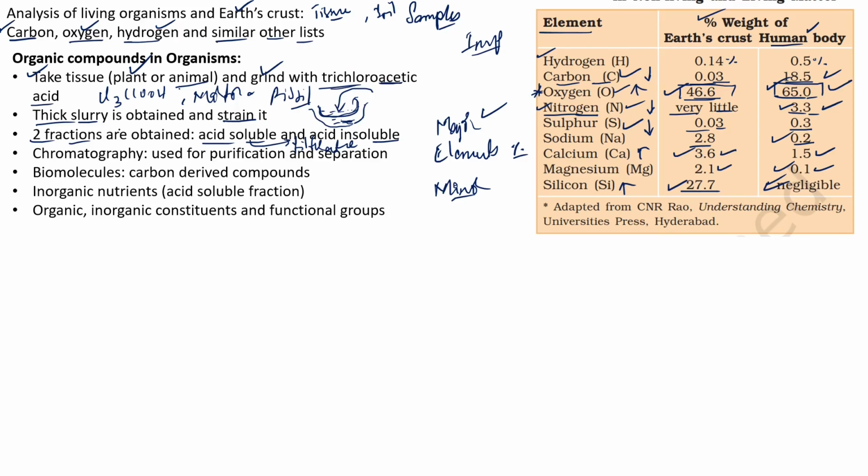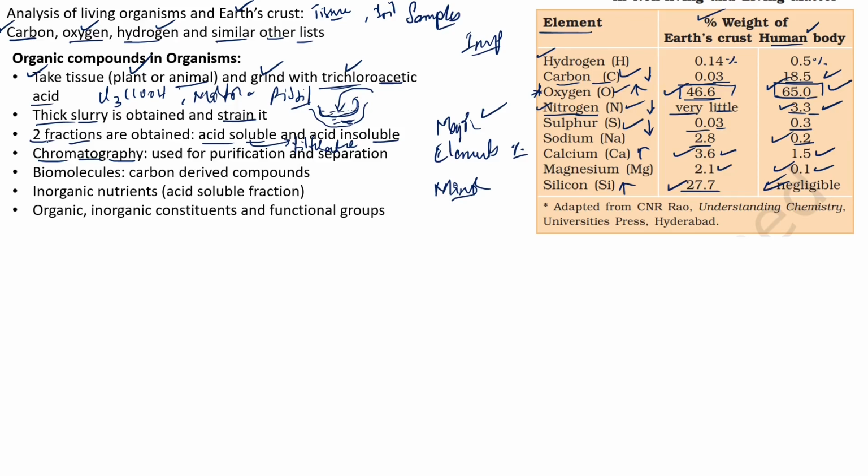All the organic molecules will be present in the filtrate, and the filtrate is mainly made up of the trichloroacetic acid, right? So now we can determine the constituents in the acid soluble fraction. We have a technique called chromatography. I hope you can remember it from your first year practicals, where there is a demonstration called paper chromatography, right?